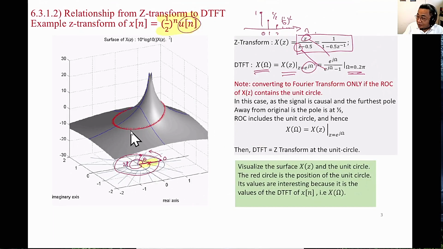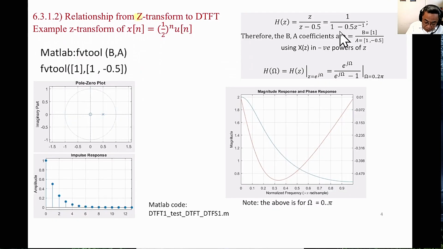Now what about the values? The values of X(omega) would be along this height, right? So therefore we will see that the values will be from this high value, and it will go down to a low value over here, and this can be visualized from X(z) in this 3D plot. Again, X(z) is a complex number, and we are only plotting the magnitude, okay, the magnitude in the log scale. Now the other relationship of the Z transform to the DTFT is this.